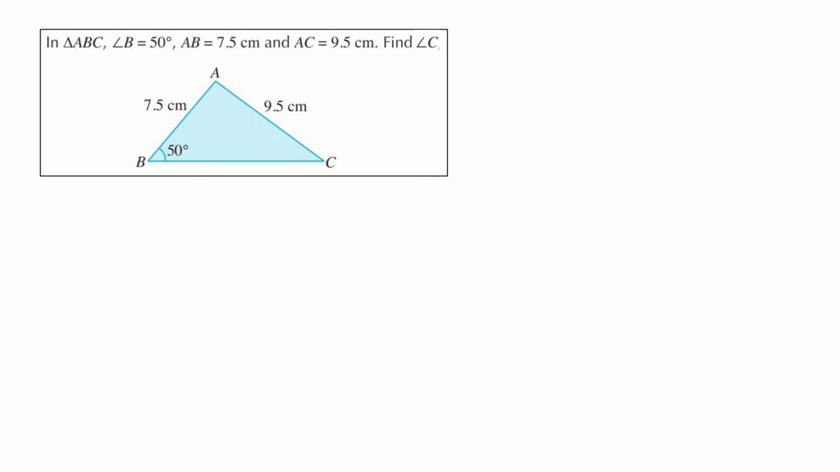Okay, now let's look at another example. In this example, we have triangle ABC, where angle B is 50 degrees, AB is 7.5 cm, and AC is 9.5 cm. We have to find angle C.